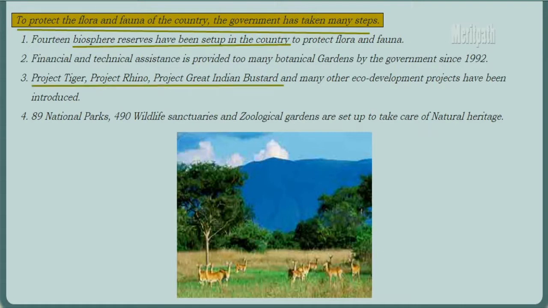Some of the examples of ecological development projects are Project Tiger, Project Rhino, Project Great Indian Bustard. These were introduced by the government. So, 89 national parks, 490 wildlife sanctuaries, zoological gardens are all set up to take care of natural heritage. So, here we see a biosphere reserve.